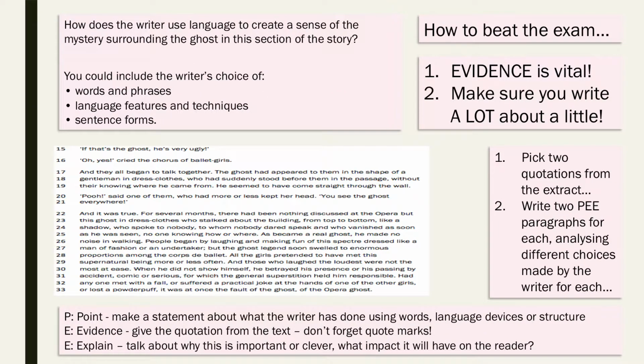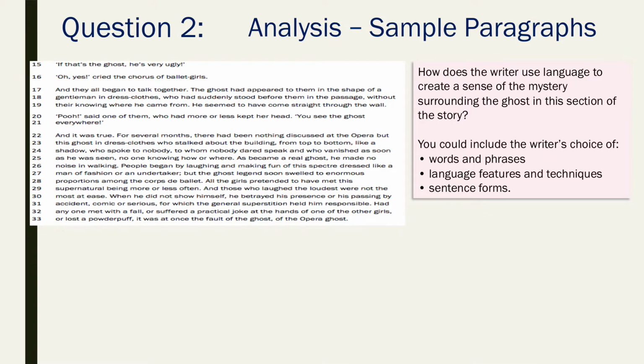Okay, and if you can have a look through this page, it's just a bit of advice on how to approach the question, but again, how to beat the exam. You must use evidence. You must quote the text as much as you can and make sure you write a lot about a little. To do that, pick 2 quotations from the extract and write 2 PEE, which is point, evidence, explain, paragraphs for each, analysing different choices made by the writer for each of the points you're making.